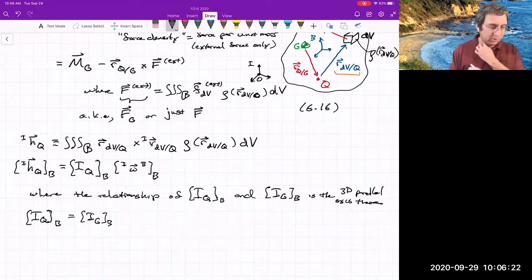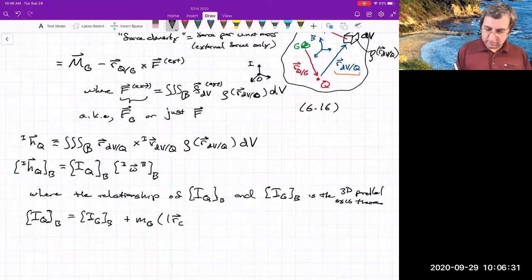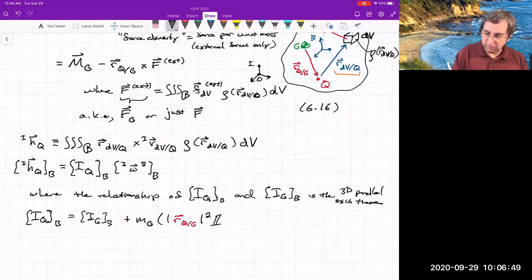So it says moment of inertia with respect to Q is moment of inertia with respect to G plus something. And we know what that something is. It's going to be related to the vector of Q with respect to G. In fact, maybe I'll write that in red because I wrote it in red up there. R, Q, G. Magnitude of that squared times the 3x3 identity matrix. That's what this giant one is.